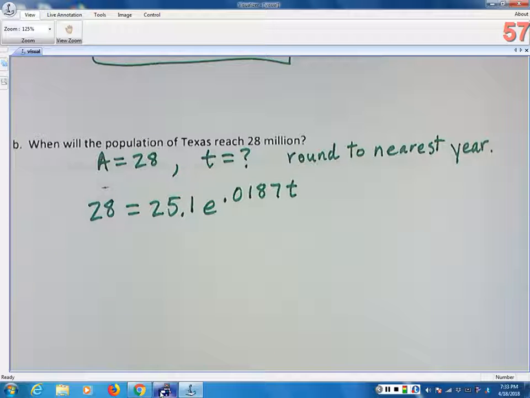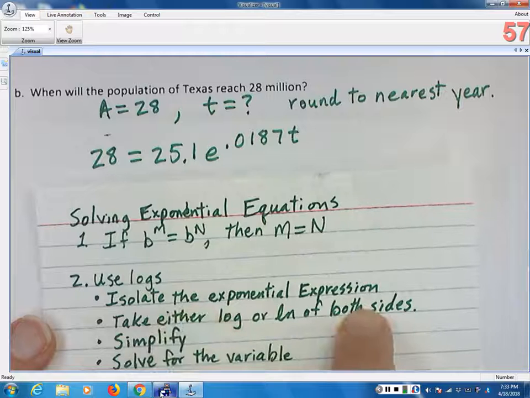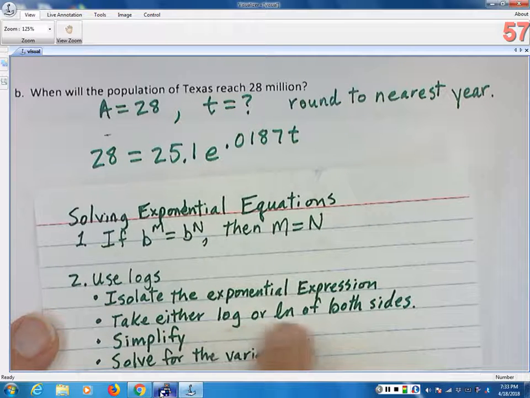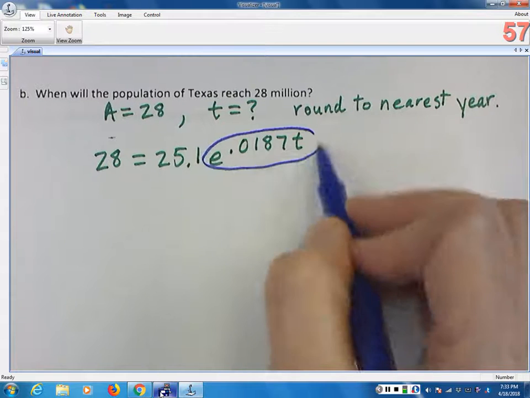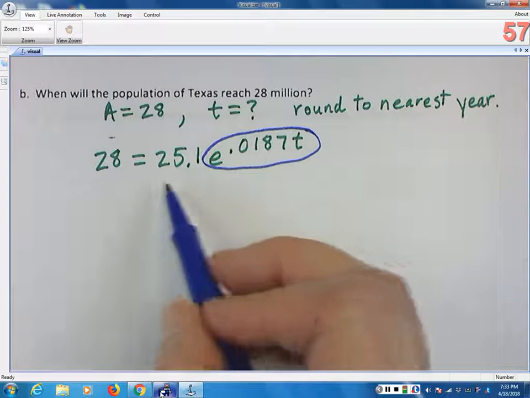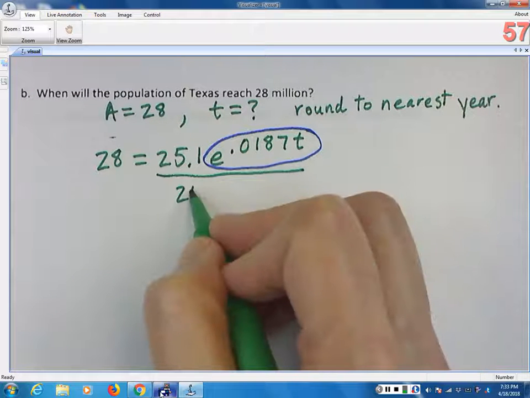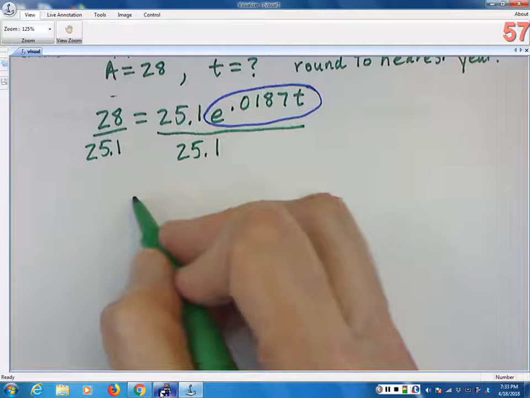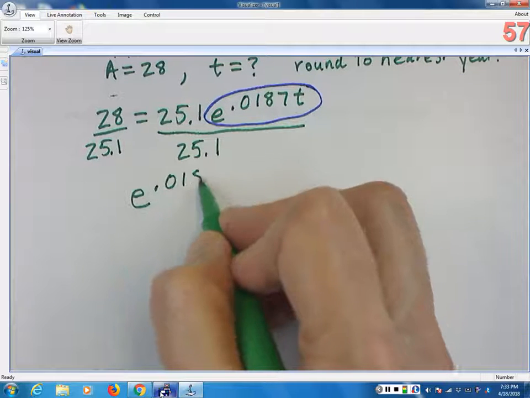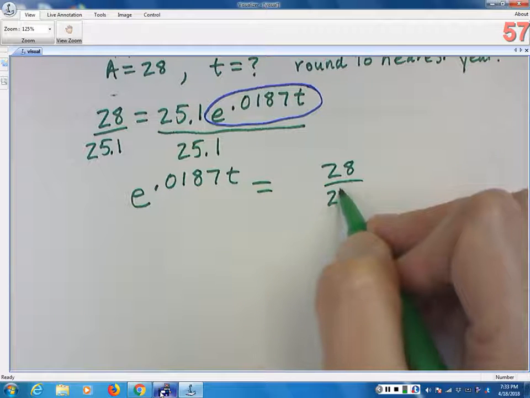So we're solving an exponential equation. We need to isolate the exponential expression and then either take the log or natural log of both sides. So this is the exponential expression. We need to get this by itself on one side. So we're multiplying by 25.1, we're going to divide by 25.1. So we have e to the 0.0187 t equals 28 divided by 25.1.